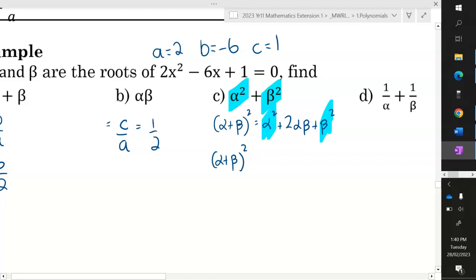On the left hand side, I've got alpha plus beta all squared. If I take 2 alpha beta from both sides, on the left hand side I've got alpha plus beta all squared minus 2 alpha beta. And on the right hand side, I've got alpha squared plus beta squared, which is what we want.